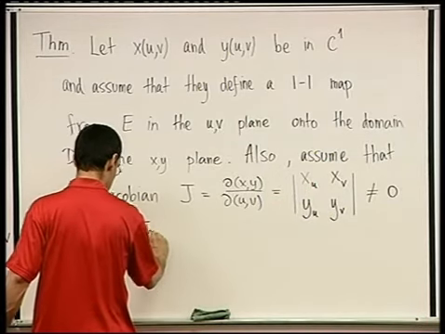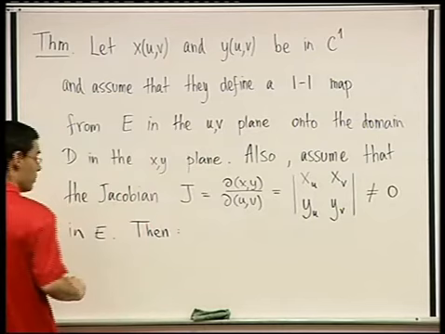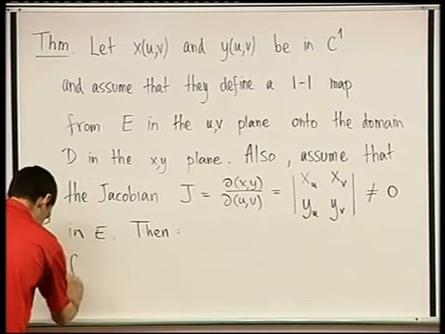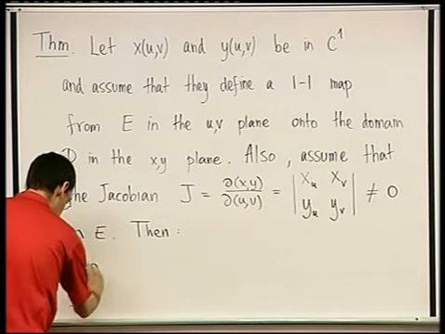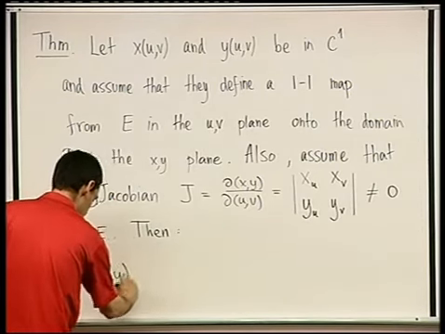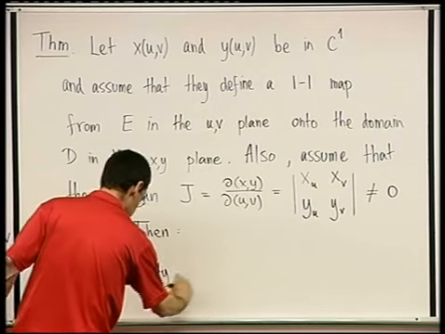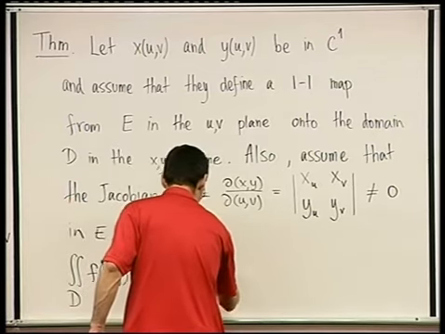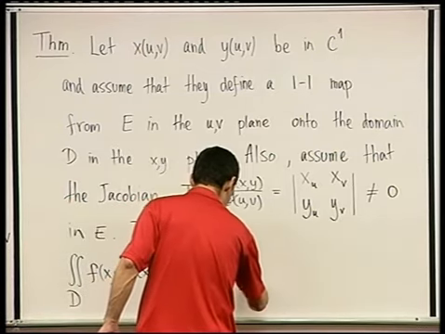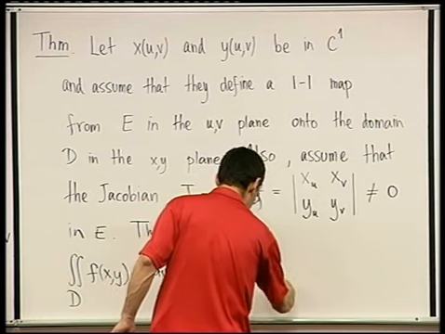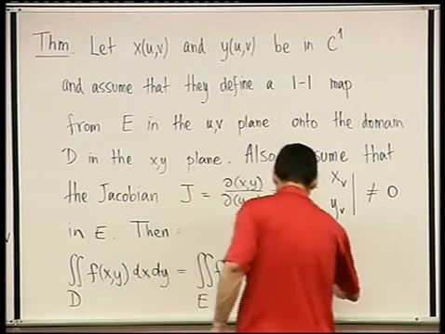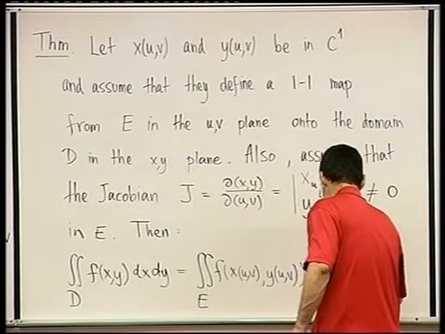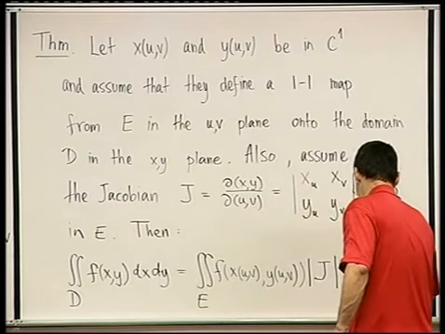Then, if all of this is satisfied, we have the formula that we wrote on the previous board, and I'll write it again. The double integral over the domain D of f(x,y) dx dy equals the double integral over the domain E of f of x(u,v), y(u,v) times the Jacobian in absolute value du dv.